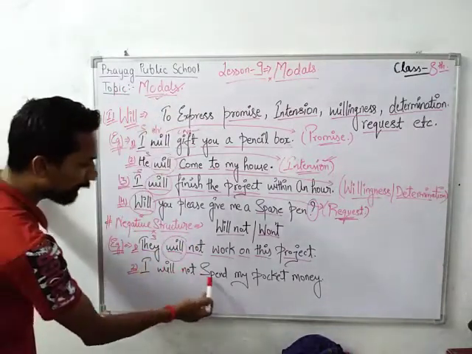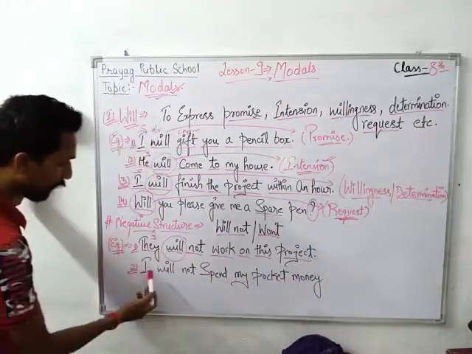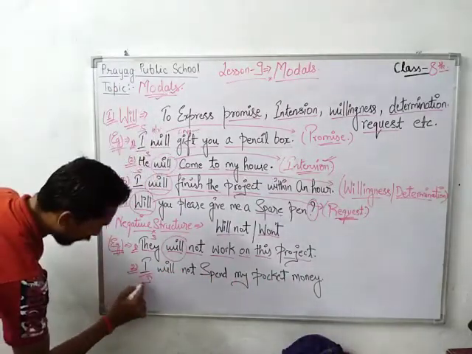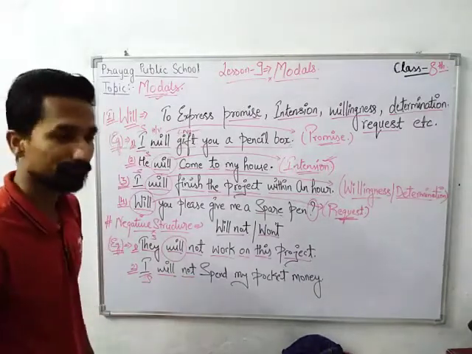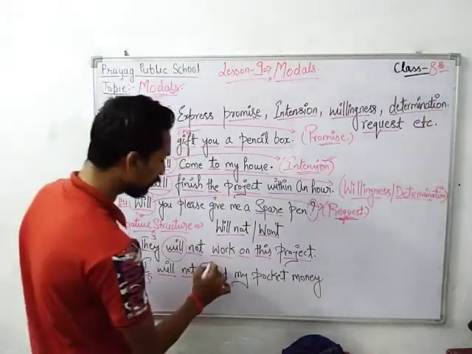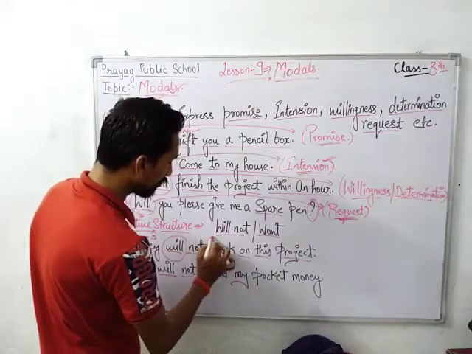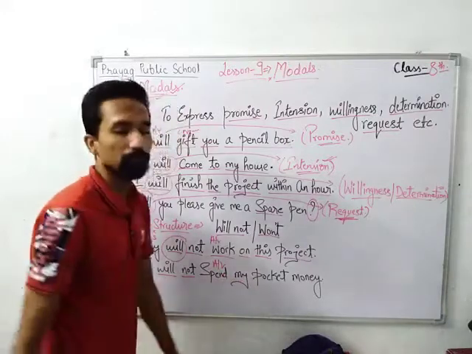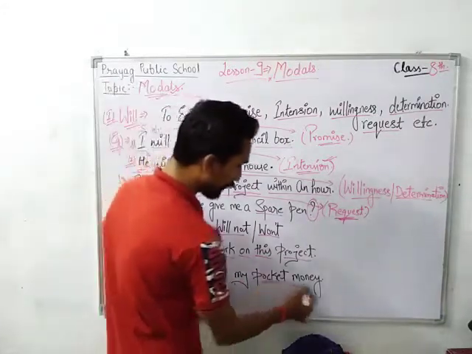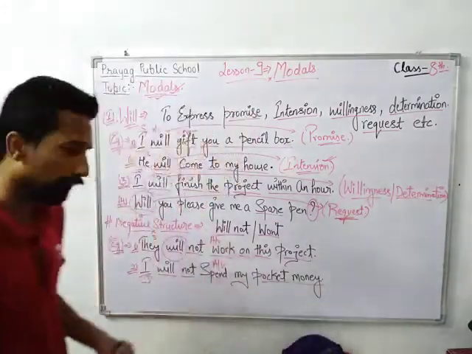I will not spend my pocket money. So I क्या है? I being a subject, will, right? Then not expressing what? Negative sense, spend is an action verb, right? It is an action verb. This is also an action verb. Then my, that means the possessive adjective, and pocket money is a common noun, right?